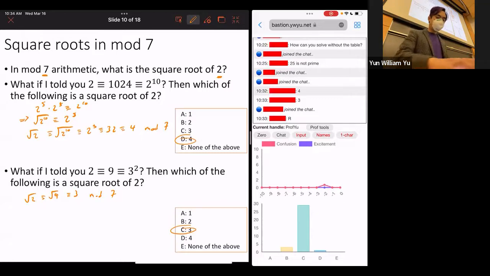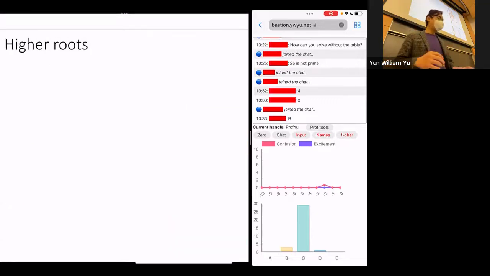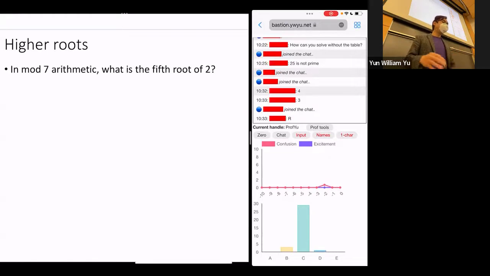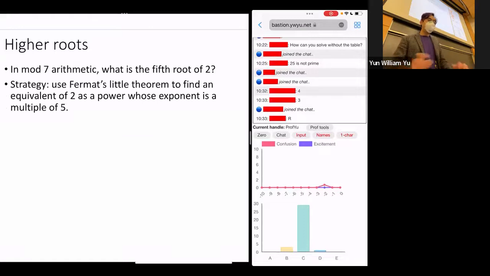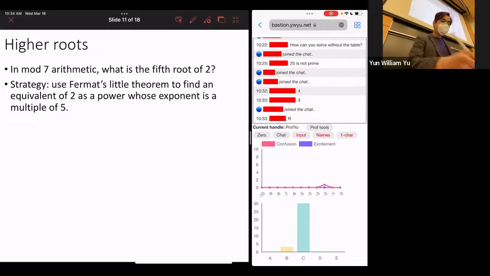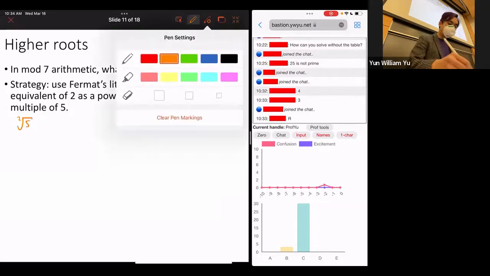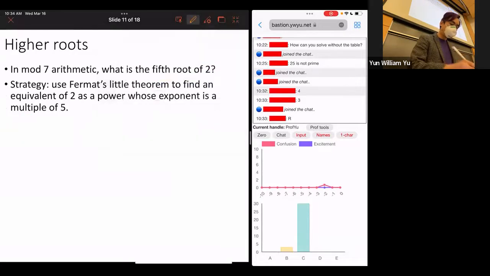So let's see. So in higher roots, for example, in mod 7 arithmetic, what is the fifth root of 2? Well, here's a strategy that might work by making use of Fermat's little theorem. We want to find an equivalent of 2 as a power whose exponent is a multiple of 5, right? Because if you can find something to a power that's a multiple of 5, then you can just divide by 5, and then that gives you the final answer. So let's try this out. Well, the fifth root of 2, oh, sorry, not the square root of 5, the fifth root of 2.